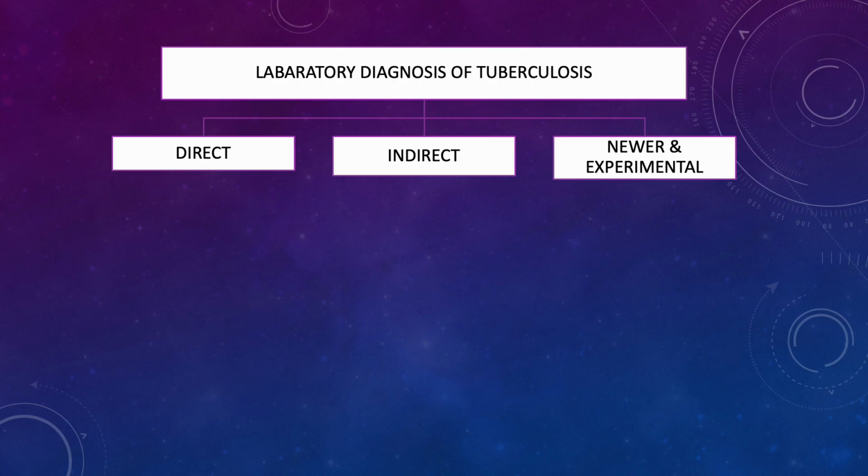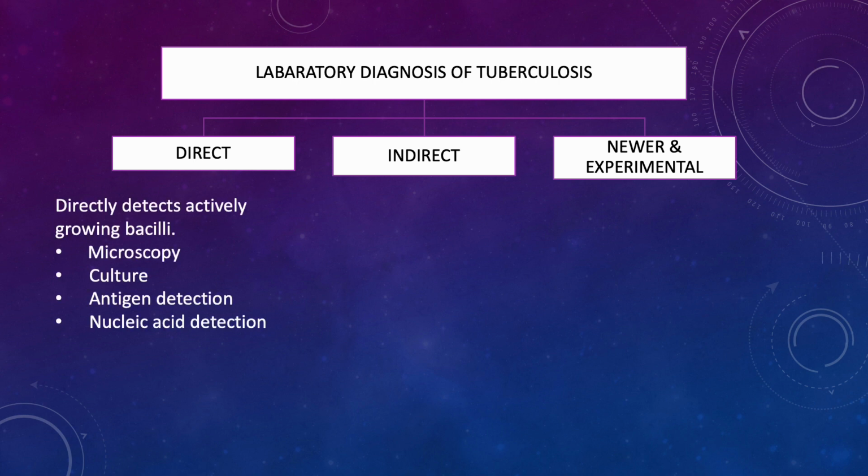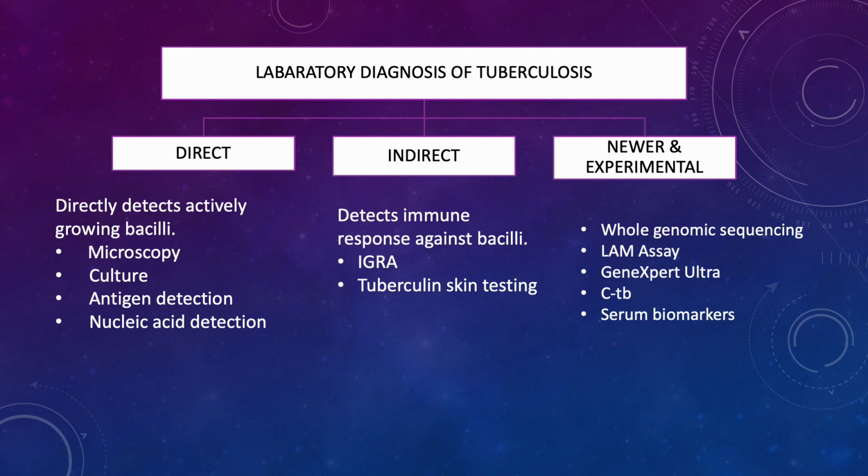To summarize, laboratory diagnosis of tuberculosis includes direct methods, indirect methods, and newer and experimental methods. Direct methods detect actively growing bacilli via microscopy, culture, antigen detection, or nucleic acid detection. Indirect methods detect the immune response against bacilli by measuring antibodies, as in IGRA or tuberculin skin testing. Newer and experimental methods, which are not of much clinical relevance but can become relevant in future, include whole genomic sequencing, LAM assay, GeneXpert Ultra, CTB, and some serum biomarkers.